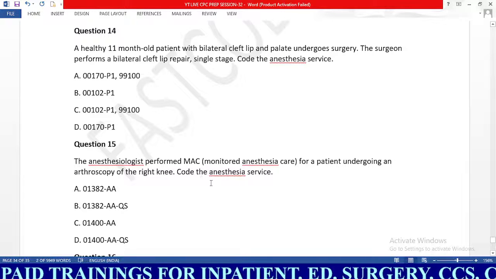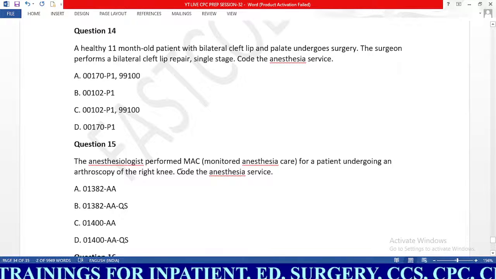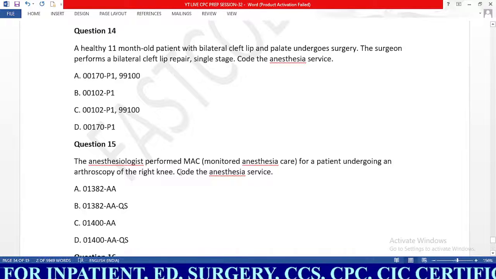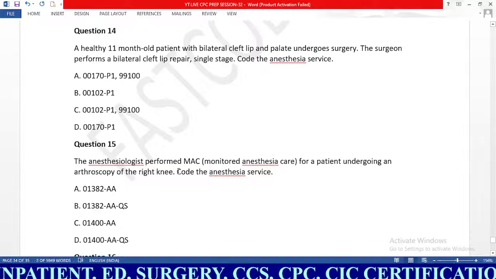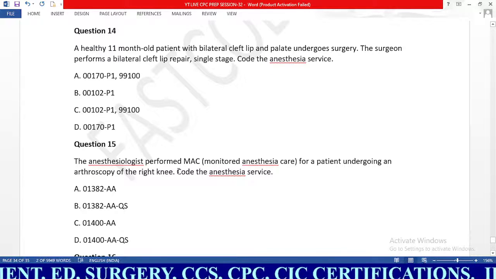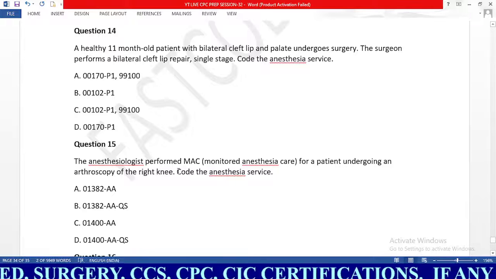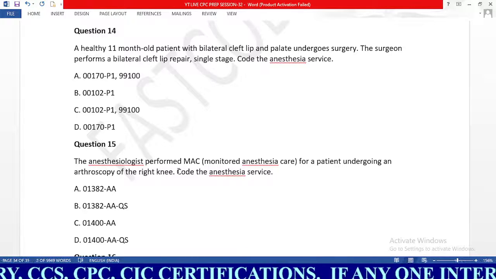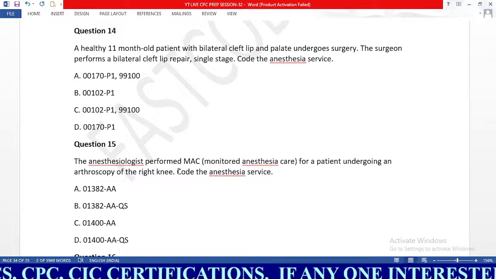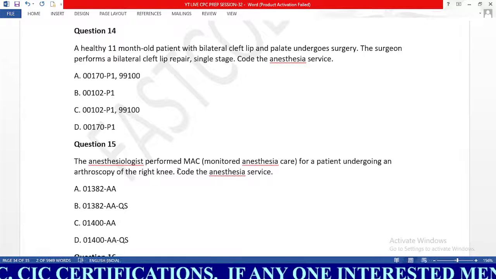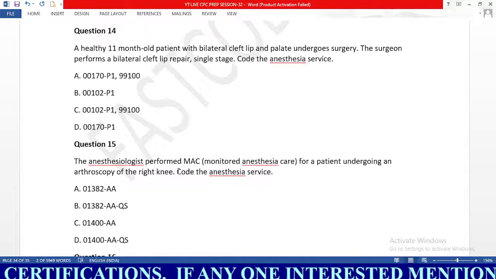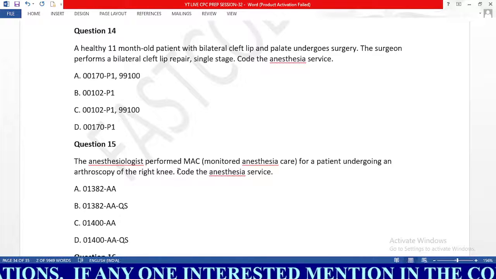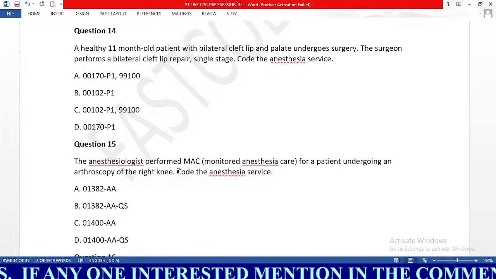So based on the documentation, the physician has performed only diagnostic arthroscopy. Here there is no mention of therapeutic arthroscopy. So we need to code diagnostic arthroscopy, which is 01382. So here our answer is B, 01382 AA, anesthesia performed by anesthesiologist, and the QS modifier is for monitored anesthesia care. So as I told you, you need to master all these modifiers so that you can code properly.